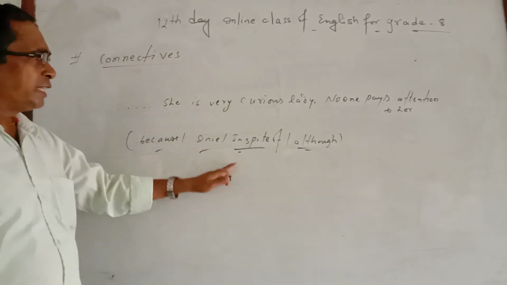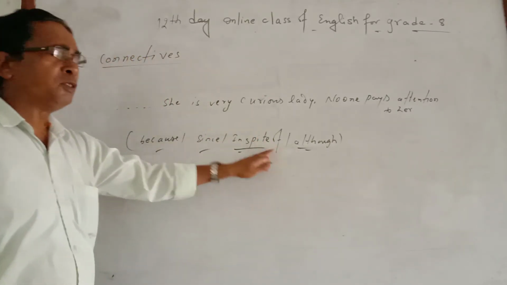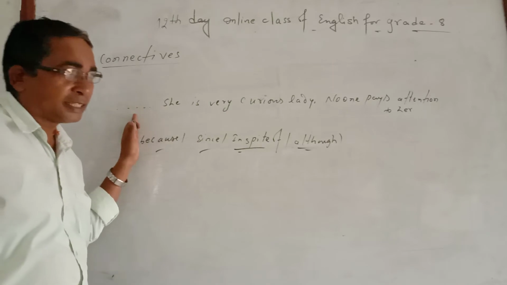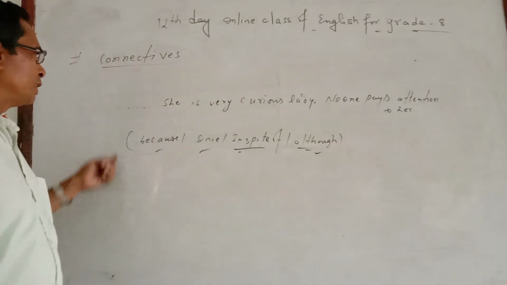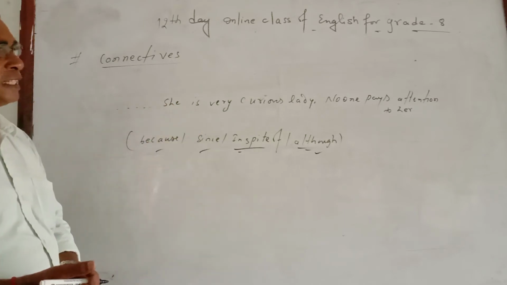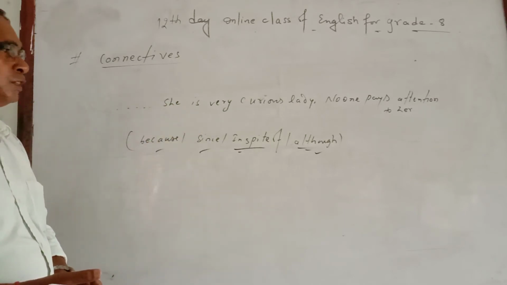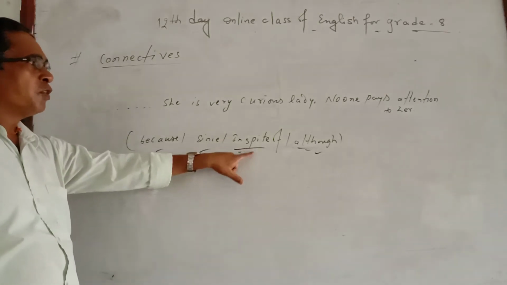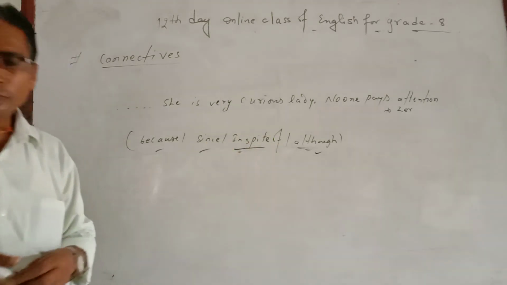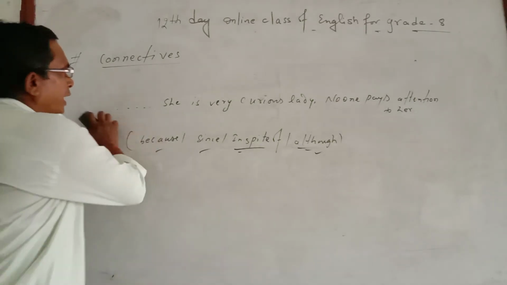As I have taught you, when you use in spite of, at that time you need a noun phrase, and that is also not here. So the final answer will be although. So the right option is "Although she is a very curious lady, no one pays attention to her." In this way you get questions from the viewpoint of the examination while using options. So totally you learn about the 8 connectives.